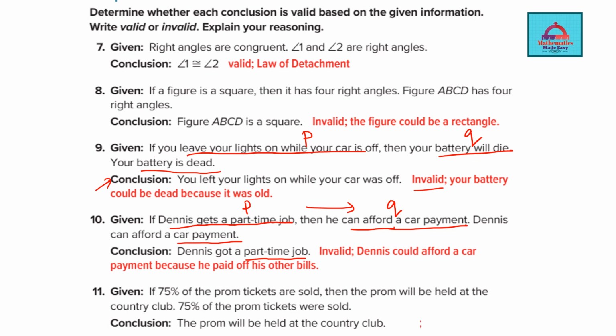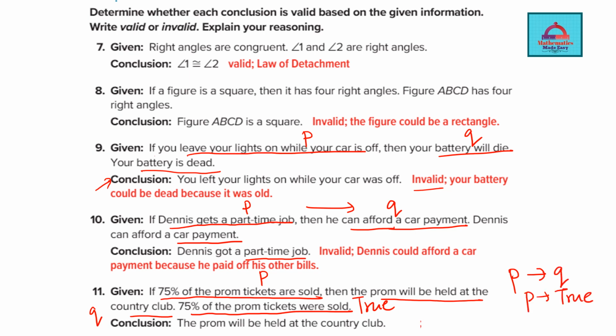Let's do the last one, question 11. If 75% of the prom tickets are sold, so this is P, then the prom will be held at the country club. This is Q, and then you are given that P is true. So we are applying the law of detachment. Remember, P leads to Q is given in this question. P is true is given. So therefore, by law of detachment, Q is also going to be true. So what is Q here? Q is the statement that the prom will be held at the country club. So yes, definitely this is valid due to law of detachment.